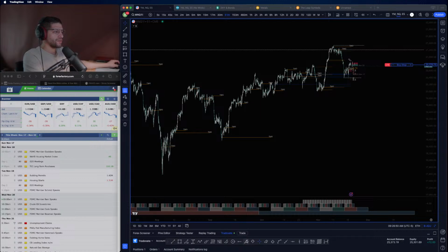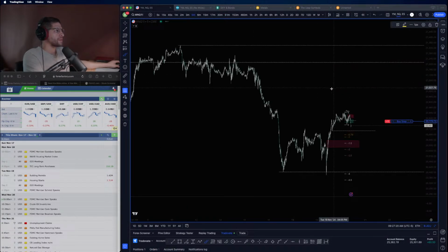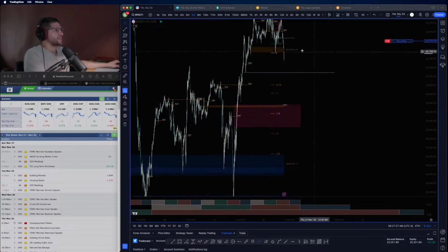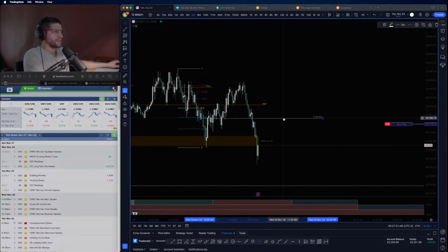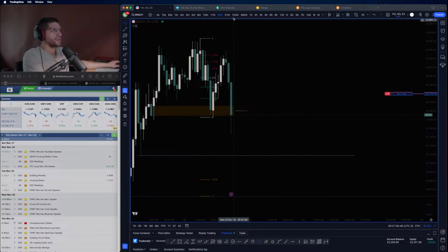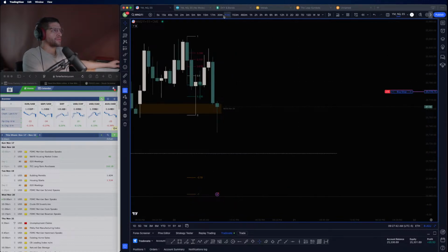We see all of this just creating new higher lows, and we haven't revisited any of these areas. So that's my bias for right now. Once price gets up here higher, yeah, 50, 51.